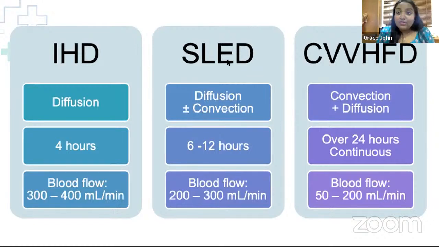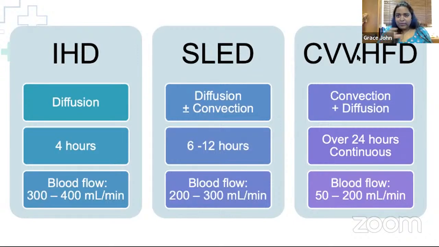But when you come to SLED, the slow low efficiency dialysis, it has a combination. It can be diffusion plus or minus convection based on your need, and because it is slow, it is more time consuming. It can take 6 to 12 hours, but you can see here the blood flow, instead of 400 ml per minute, is a lesser amount of fluid being drawn from the patient.